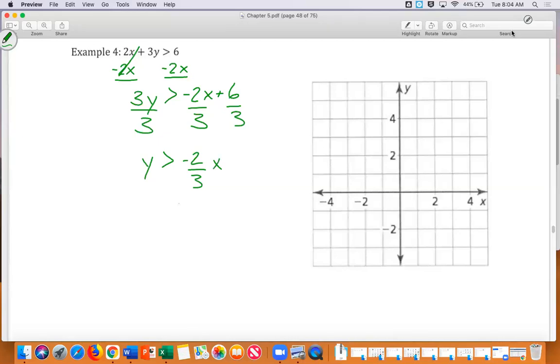6/3, this is the number you want to be like a whole number. So 6 divided by 3 is 2. And now we're going to start at 2. And then we're going to go down 2 to the right 3. Okay. And it's going to be a dotted line.